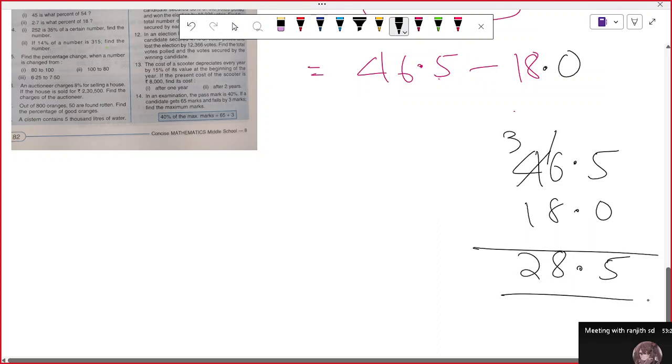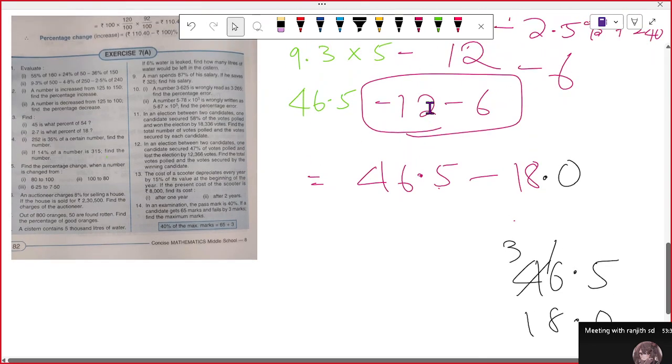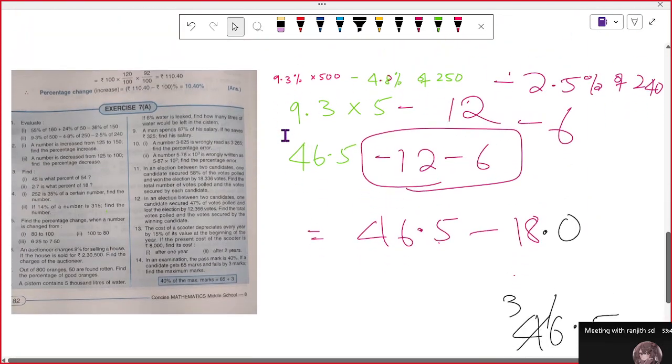Which question, first or second? Understood? Any doubt in this? 46 minus 18 is 28.5. Got it? Shall we move on to the next question? First convert the percentages to decimals by dividing by 100.